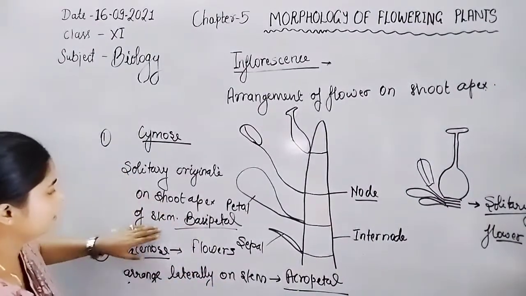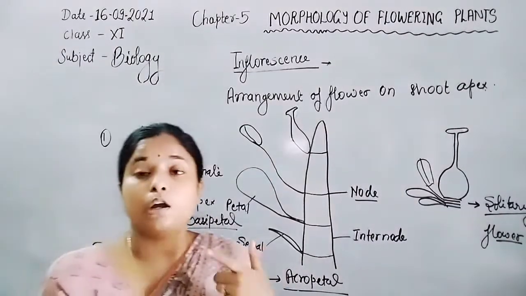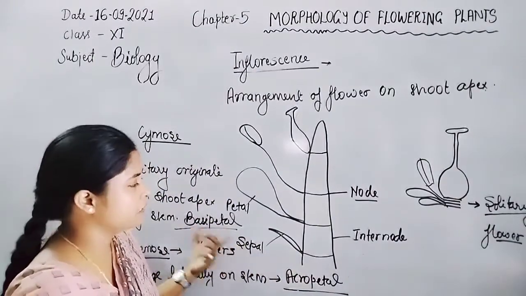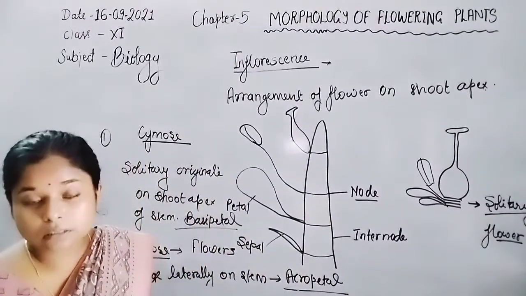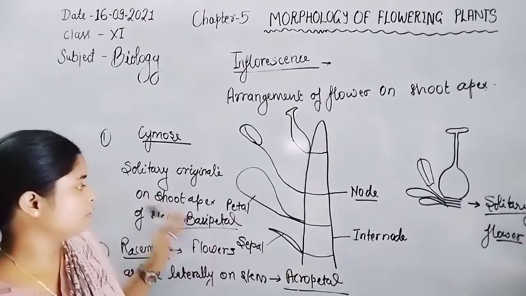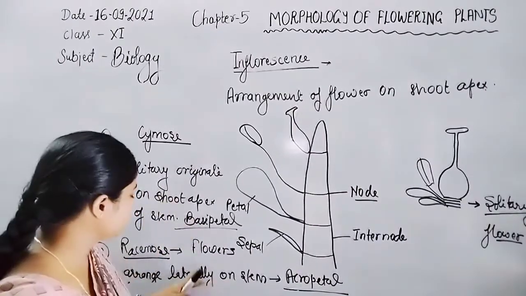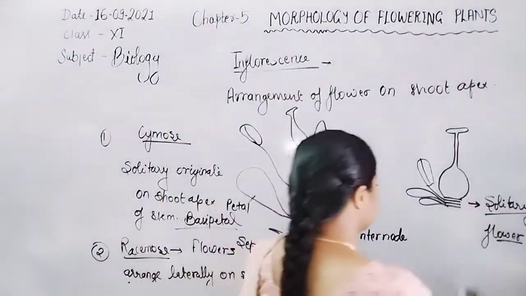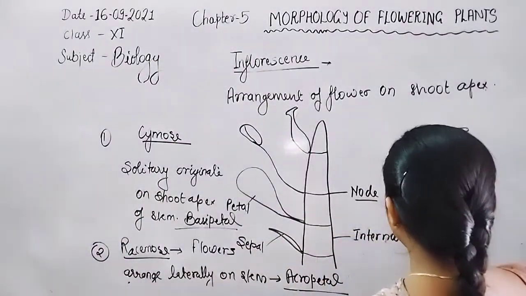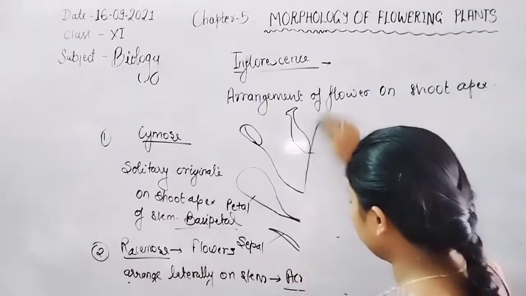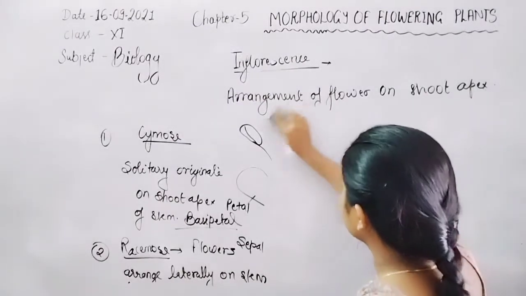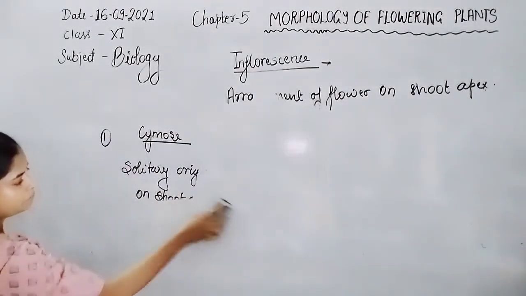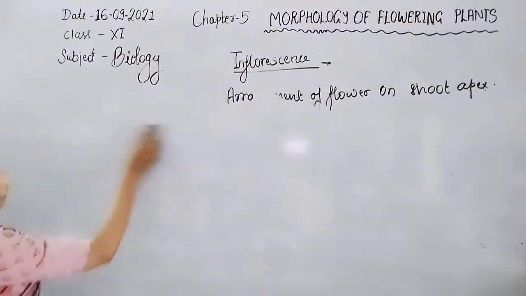Or when the flower is present at the base or at the tip or apex of the stem, such a type of flower is known as the basipetal type of arrangement. Basipetal arrangement is observed in the case of cymose, whereas the racemose type of flower is only observed in the acropetal arrangement. Now let us discuss the flower.